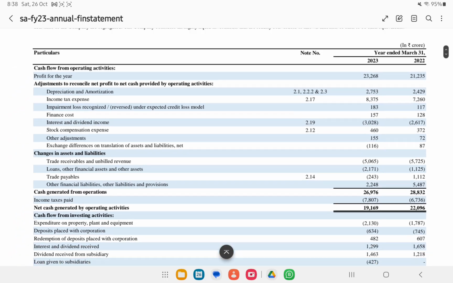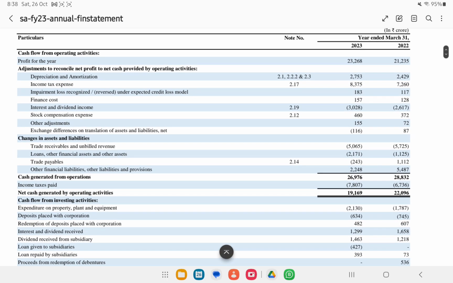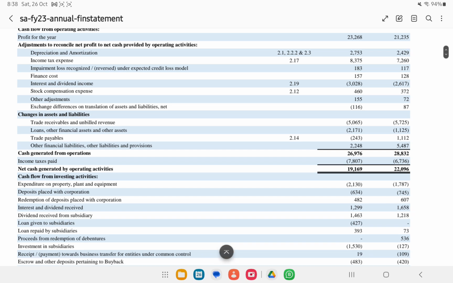See, it is given in crores. The profit for the year 2023 was 23,000 crores, and in 2022 it was just 21,000 crores. Then what happened? They are adjusting non-cash items. See, and finally they have reached the net cash generated from operating activity. So they have completed that part.